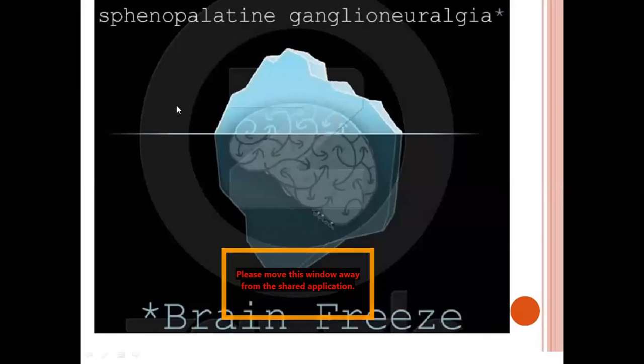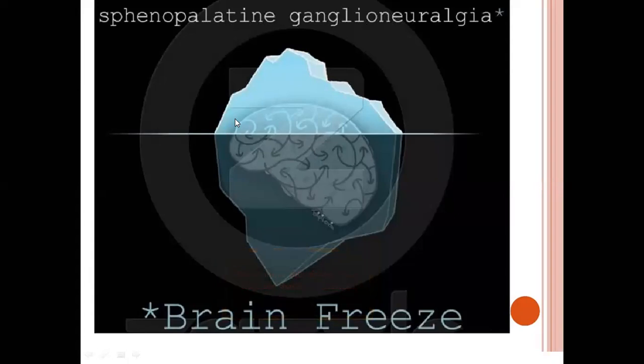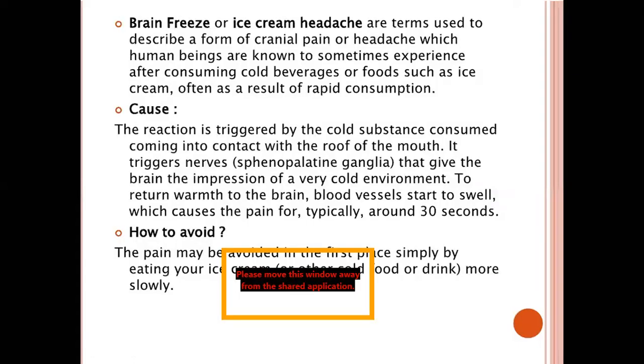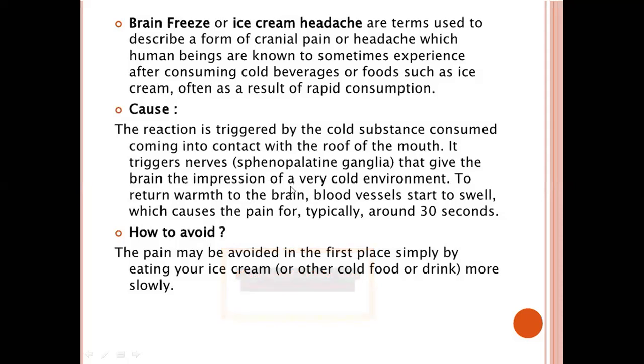The next important applied aspect is sphenopalatine ganglioneuralgia. It is also called brain freeze. Have you ever taken a cold ice cream and, immediately after taking it, felt a sudden severe headache, but it was relieved immediately? That is mainly because of the irritation of the nerves of the sphenopalatine ganglion. If you eat very cold ice cream, what happens? The cold substance will trigger the nerves of the sphenopalatine ganglion.